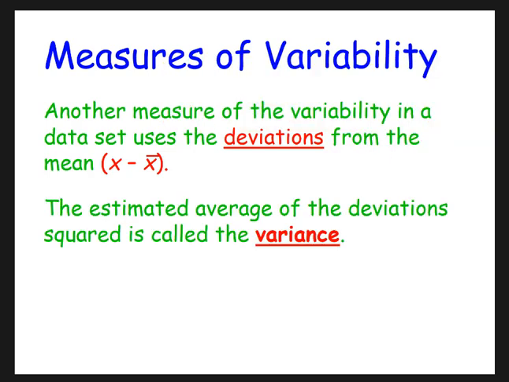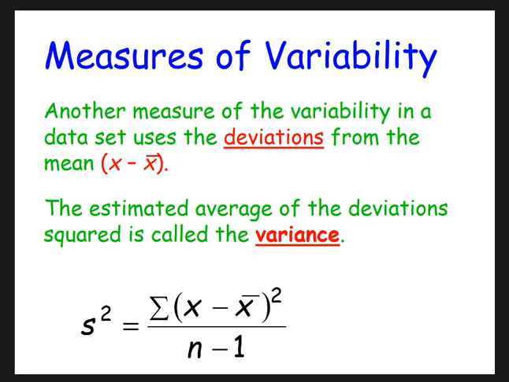So the estimated average of the deviations squared is called the variance. We square the deviations so they're all positive. That way they're not going to add up to 0. They're going to add up to some positive number. So for a sample variance, we use the symbol s squared. For a population variance, we use little sigma squared like that.